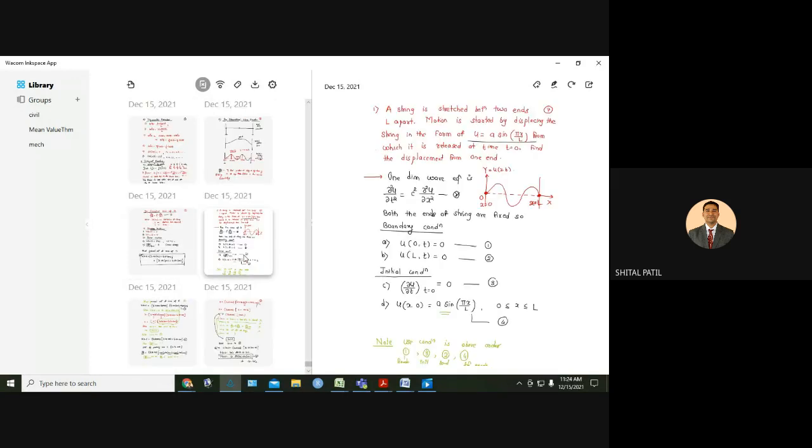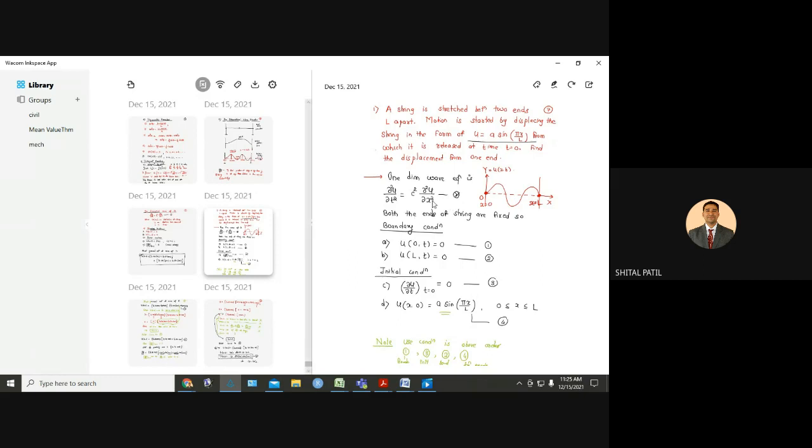Then we started with the example, which was like this: a string is stretched between two ends L apart. Motion is started by displacing the string in the form of u equal to a sine pi x divided by L, from which it is released at time t equal to 0. So that is the initial condition. Find the displacement from one end. The one-dimensional wave equation is del square u divided by del t square equal to c square del square u divided by del x square.